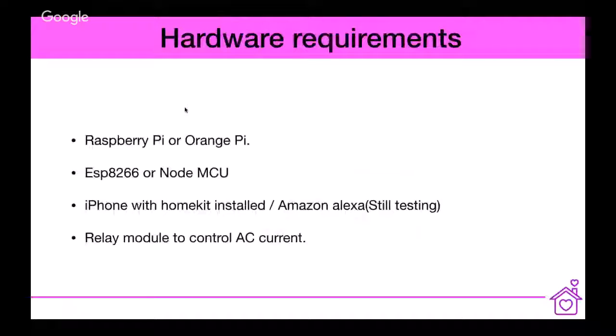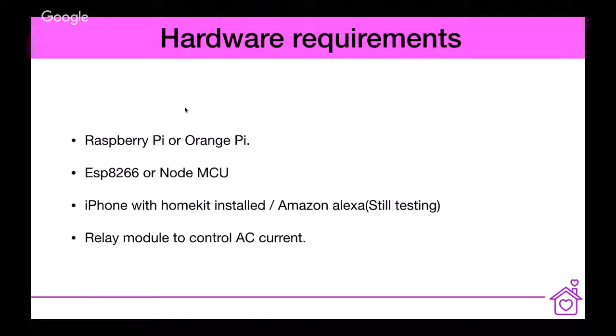Then we have the hardware requirements, which would be a Raspberry Pi or an Orange Pi. You can use any of these. Then we can use ESP8266 directly, or we can also use NodeMCU, right? For voice commands, we can use an iPhone with HomeKit installed or Amazon Alexa. We are still testing with Amazon Alexa as it is new to India, and I'm just using it for playing music, but I'll surely test it out to use in my smart home configuration as well.